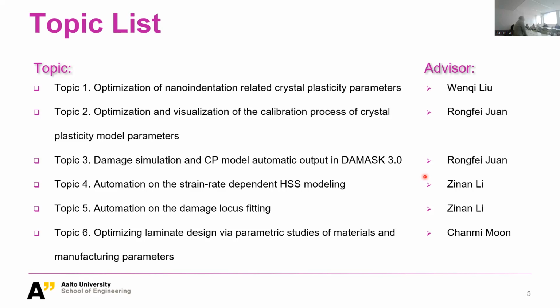And the 4th topic is by Zinan. Zinan is sitting here. Her first topic is automation on strain rate dependent modeling, where HSS stands for high strength steels. So it's about steels, but actually it's about any metal in a general way. Is there machine learning involved? All right, yeah. Then I will give you more details later on.